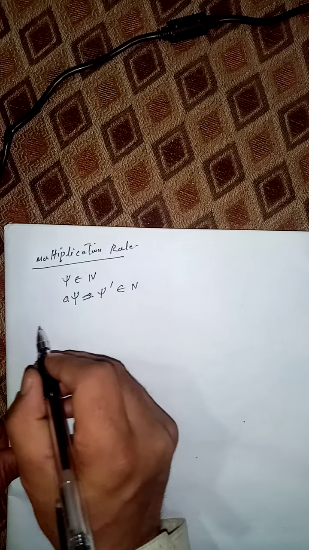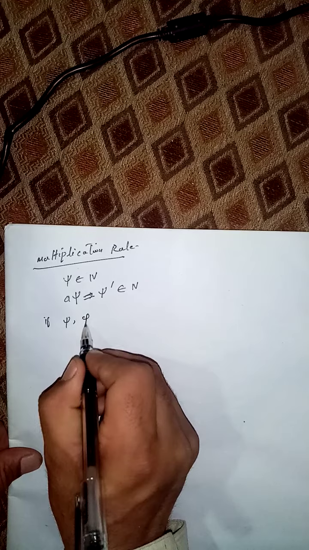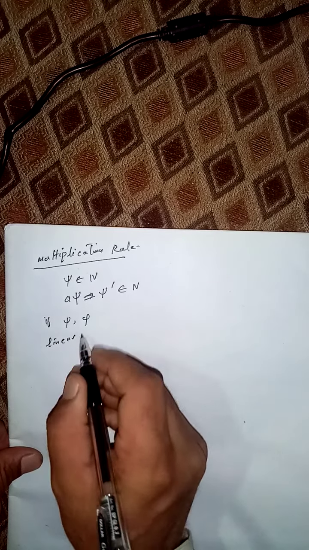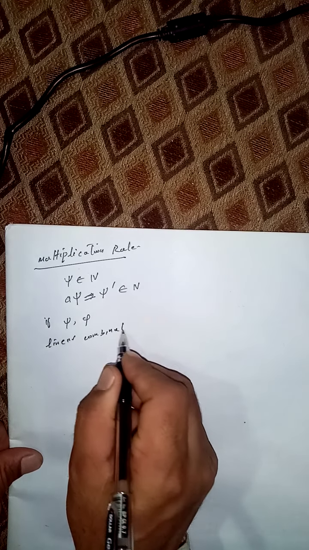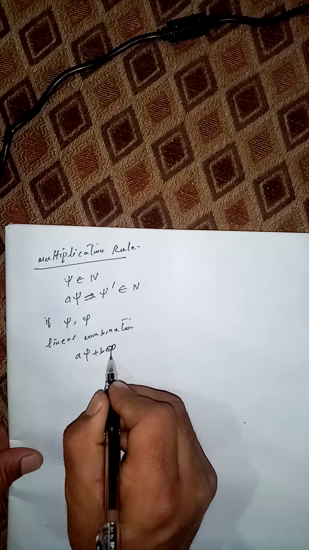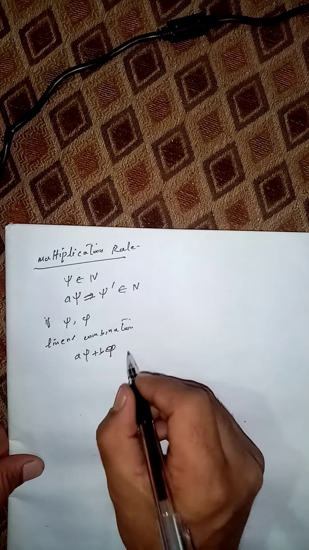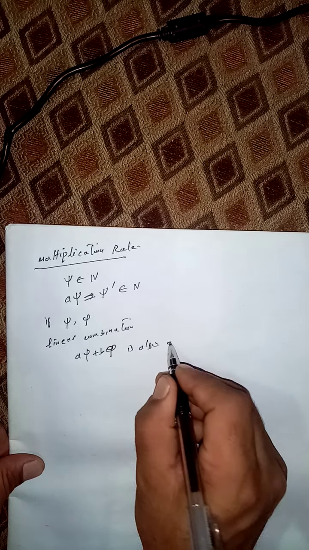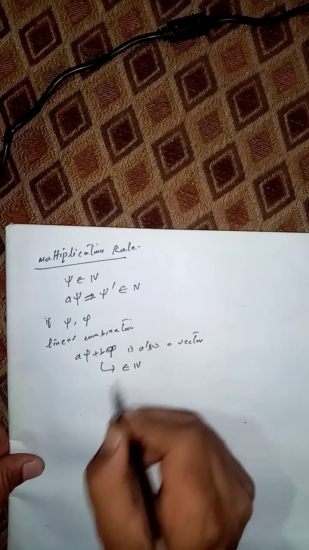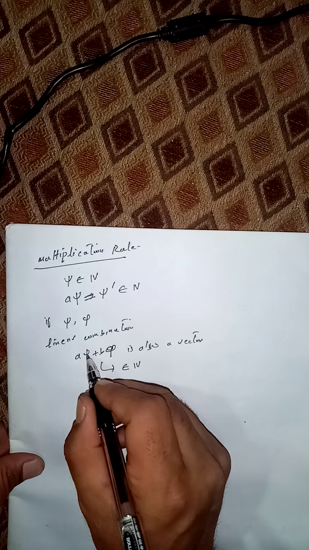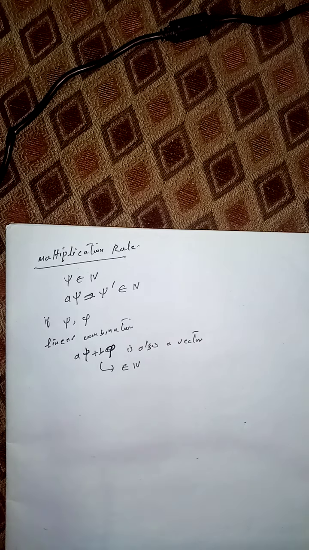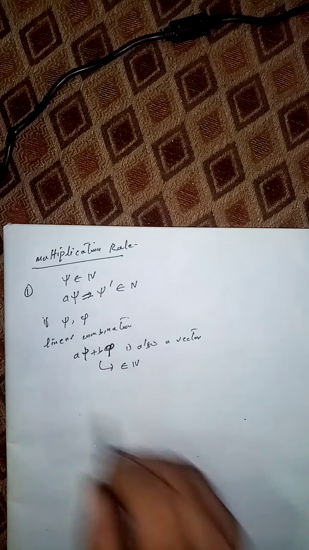Now if I have two vectors psi and phi, then their linear combination A of psi plus B of phi is also a vector, and it belongs to the same vector space from which we pick psi and phi. This is the first property of the multiplication rule.